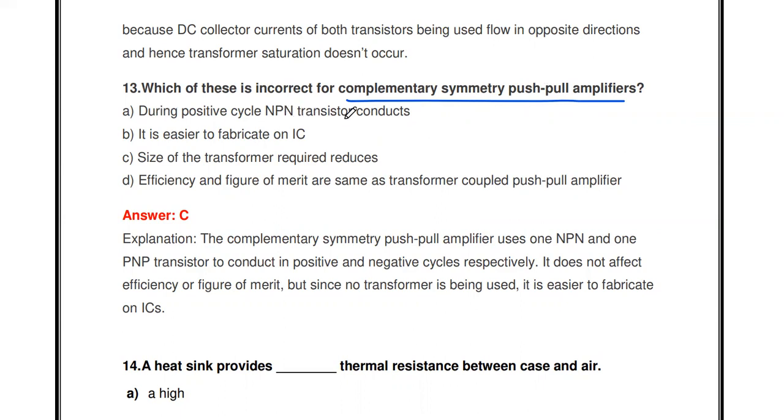During positive cycle, NPN transistor conducts. It is easier to fabricate on IC. Size of transformer required reduces. Efficiency and figure of merit are same as that of the transformer coupled push-pull. So which one is incorrect? This one: the size of the transformer required reduces in complementary symmetry. It is not the correct thing.